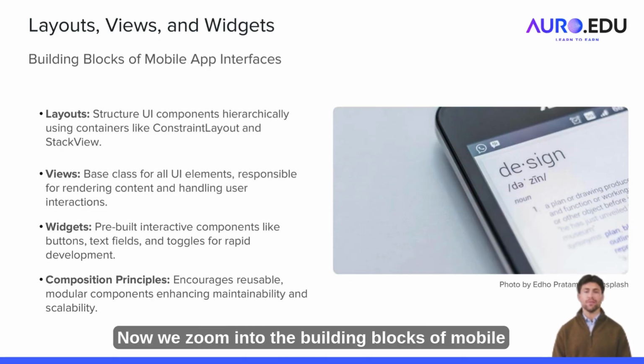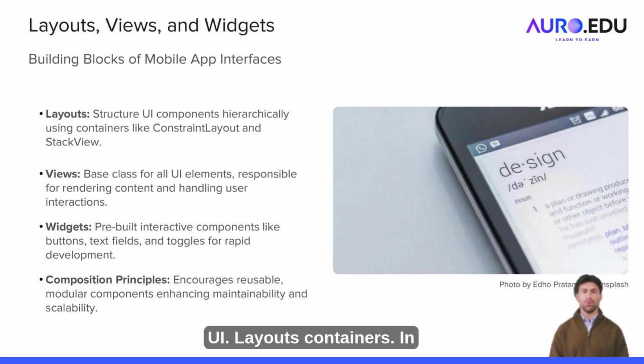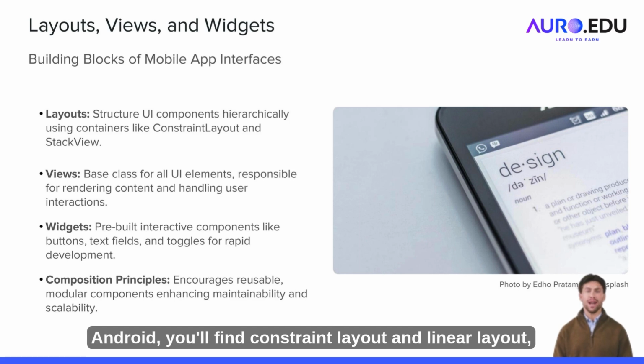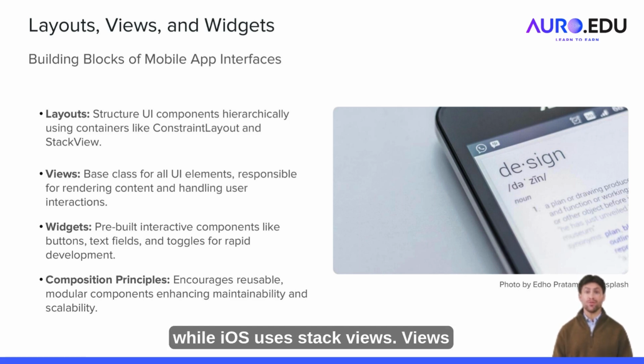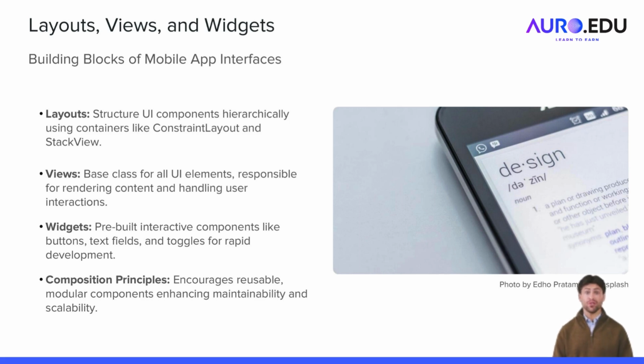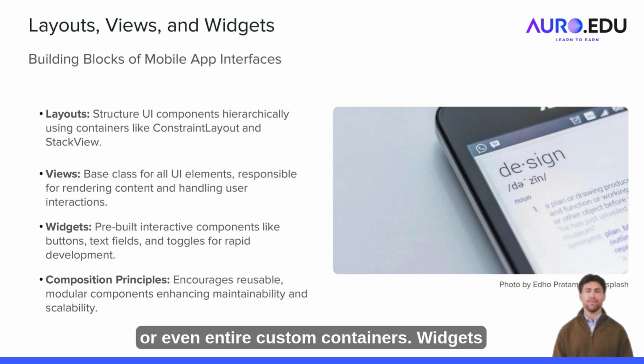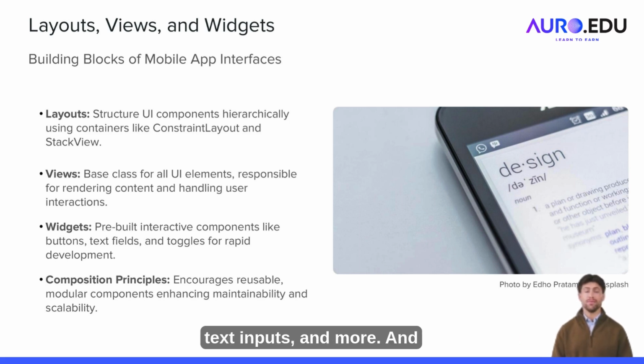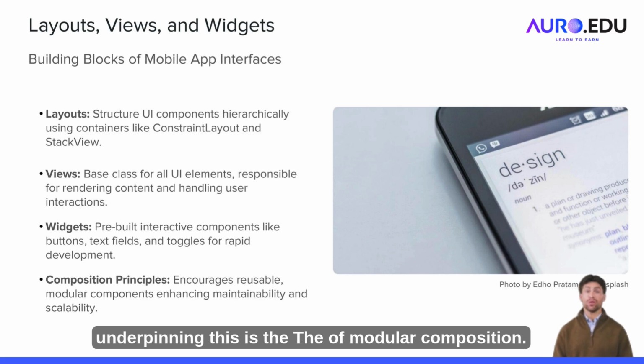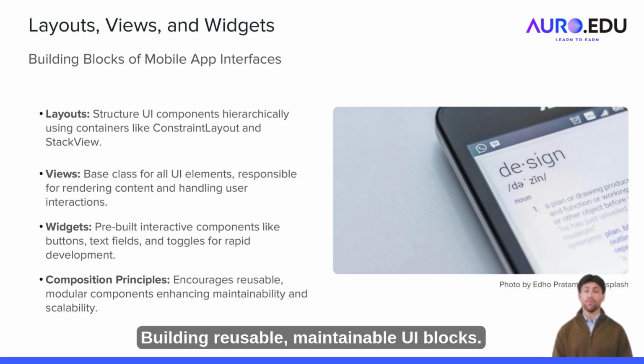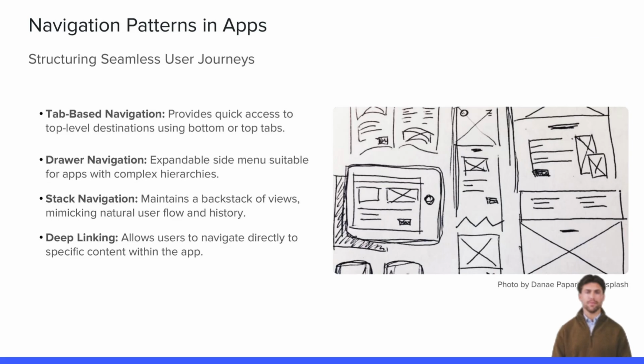Layouts, views, and widgets. Now we zoom into the building blocks of mobile UI. Layouts are containers. In Android, you'll find constraint layout and linear layout, while iOS uses stack views. Views are individual components, buttons, images, or even entire custom containers. Widgets are interactive controls, pre-built to speed up development. Switches, sliders, text inputs, and more. And underpinning this is the idea of modular composition, building reusable, maintainable UI blocks.